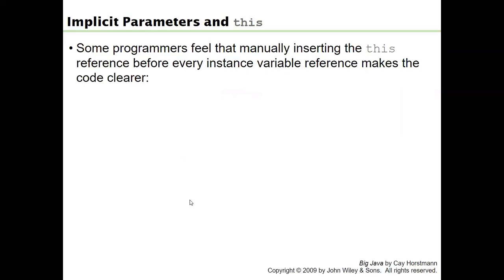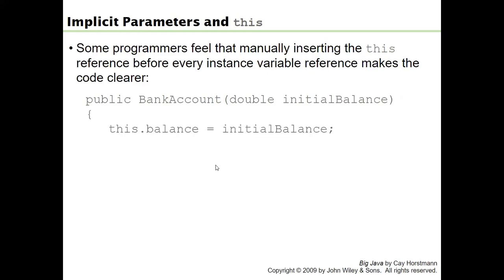Now, some programmers feel that manually inserting the this reference before every instance variable reference makes the code clearer. Like I said, the compiler really doesn't care if you put it in there or not. You could do this if you wanted to. But if you really want to make it clear to yourself or to other people working on your program that this is not a local variable, it's not a parameter coming in, it's an instance variable that belongs to the object, then you can put the this keyword in front of it.